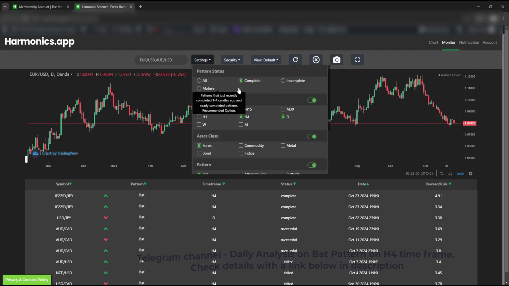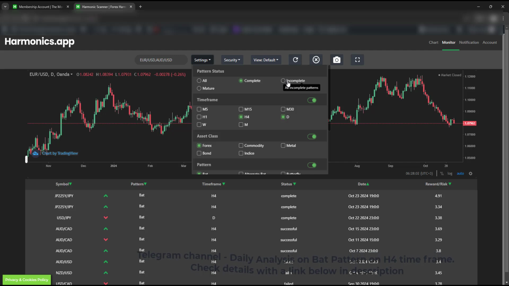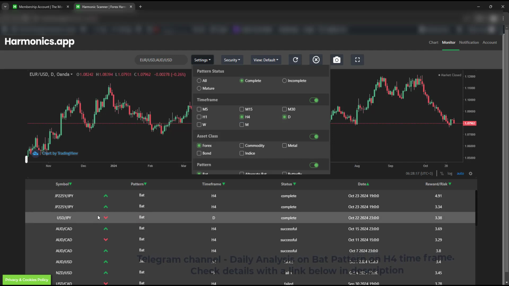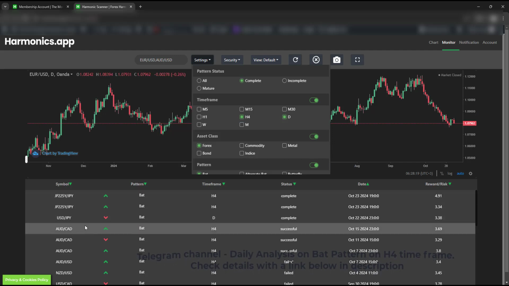For all of these, mature and incomplete, you can also check the YouTube channel where you have all explained in detail what these choices are, what they are, and how to use them. Now, after you have populated this one, this table will be populated with the data you have selected.